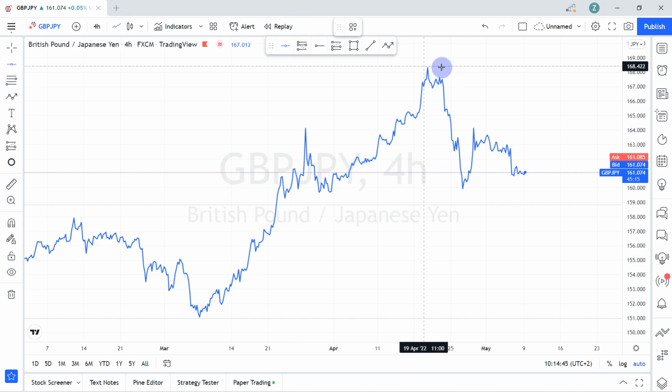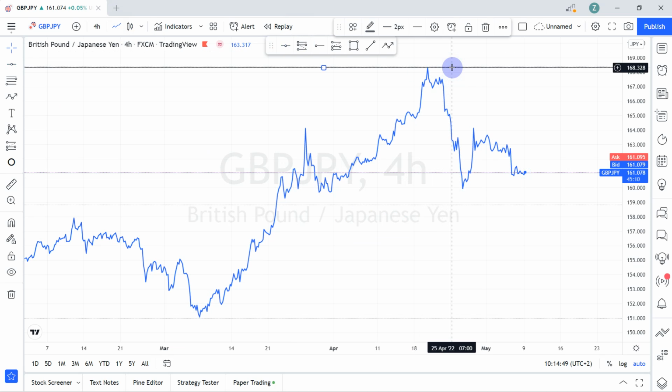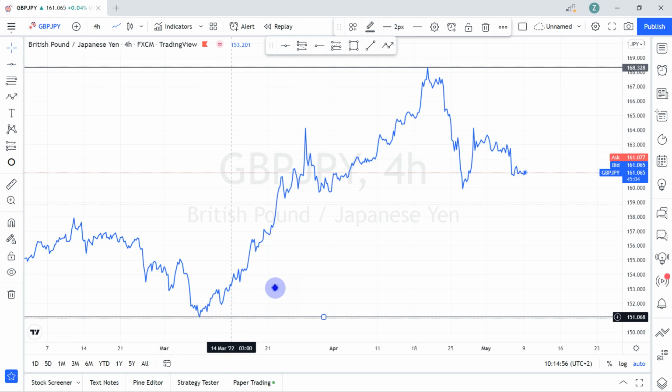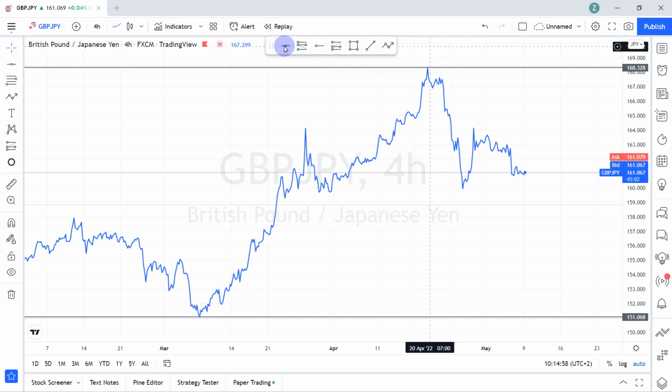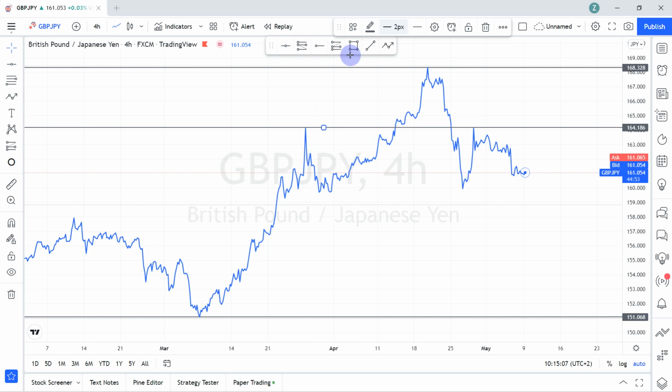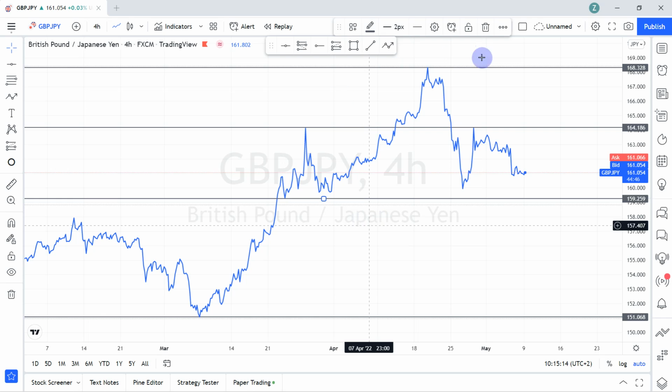So we are currently in the GBPJPY market. I'll start by identifying my lowest low and my highest high first, right? Then identify the rest of the key levels. Okay, this is the key level that I want to cater for, and this is also a key level that I want to cater for. Okay. So these are my 4 key levels.